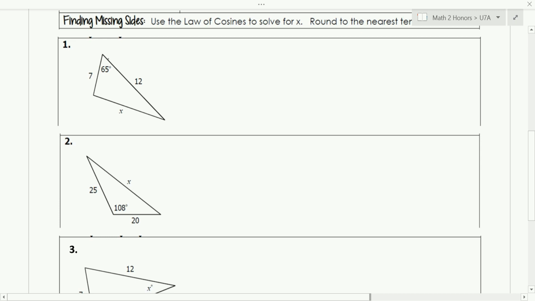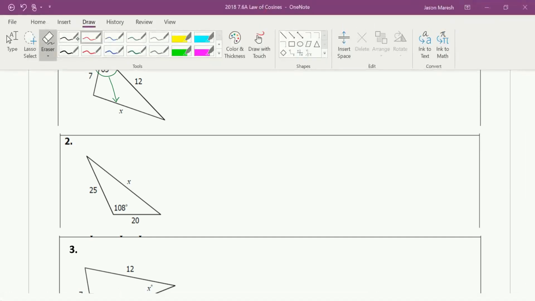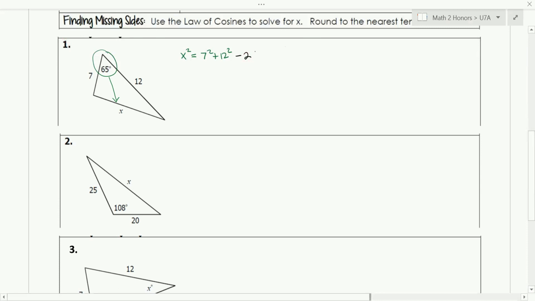For the law of cosines, you focus on what angle you have first, and then you use the side length across from it. So we're going to start with x squared equals 7 squared plus 12 squared. Kind of a Pythagorean theorem setup, although it may not be the longest side. Sorry, then minus, not equals, 2 times 7 and 12, and then cosine of that angle that we're working with, 65.